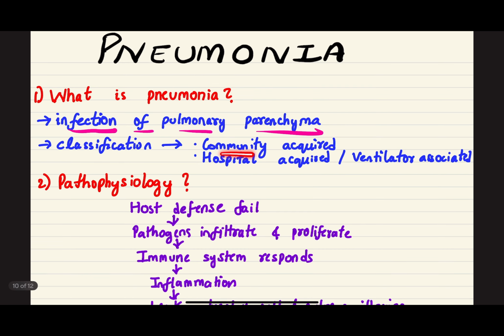Key types include community-acquired pneumonia, picked up in everyday life outside hospitals, whereas hospital-acquired pneumonia develops 48 hours or more after hospital admission, and ventilator-associated pneumonia is a subtype of hospital-acquired pneumonia linked to mechanical ventilation. Why does this matter? CAP often comes from common bacteria like Streptococcus pneumoniae, whereas hospital-acquired and ventilator-associated pneumonia involve tougher, drug-resistant ones like Pseudomonas aeruginosa or MRSA, which is methicillin-resistant Staphylococcus aureus.